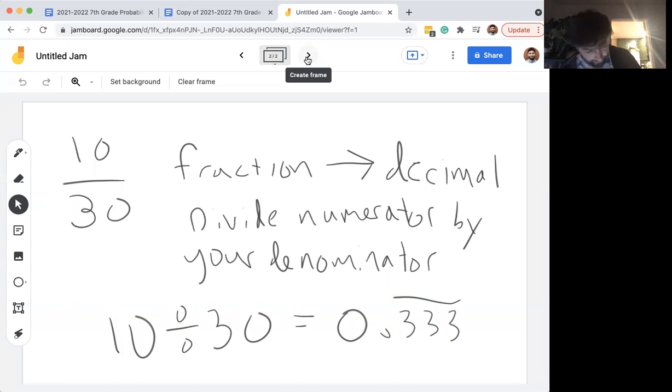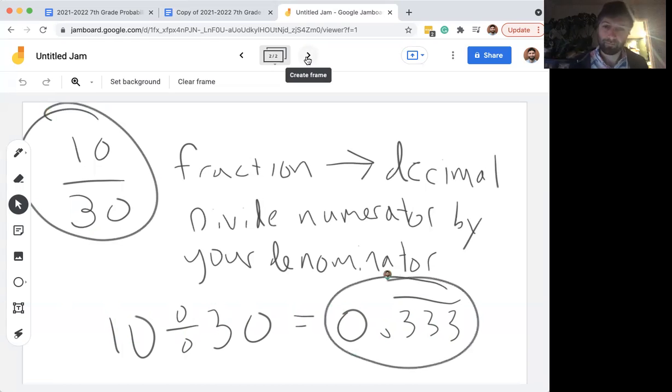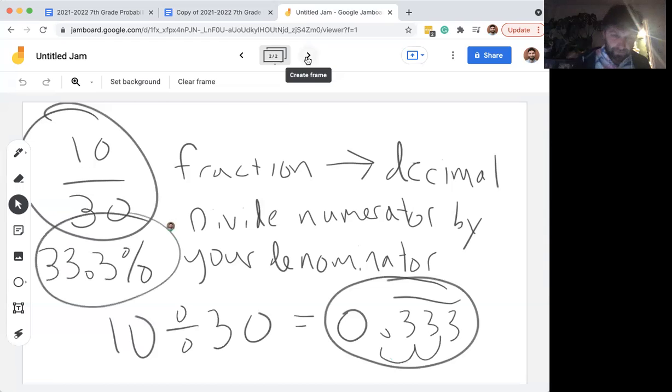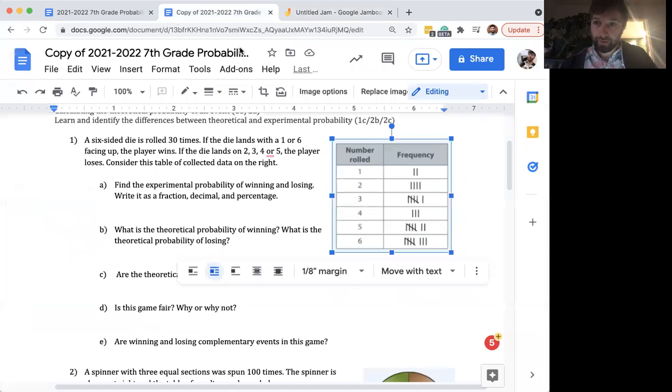So here we have it as a fraction, here we have it as a decimal. And then to turn a decimal into a percentage, you just move your decimal place 2 places to the right. So we would get 33.3%. And there it is as a percentage. So now to get the experimental probability of losing, we're going to do the same thing.